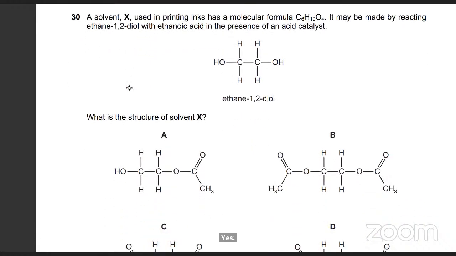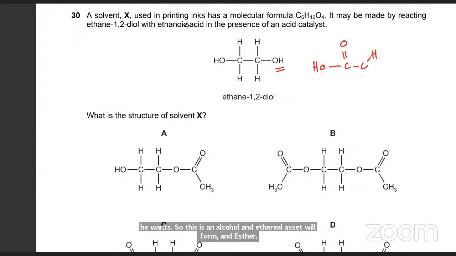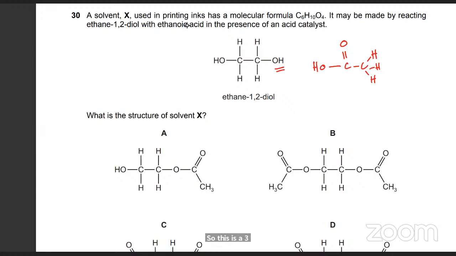So the next part is you've got a solid X used in printing inks. It has the molecular formula C6H10O4. It may be made by reacting ethane 1,2-diol with ethanoic acid in the presence of an acid catalyst. So this is an alcohol, and ethanoic acid, CH3C double bond O, OH. An alcohol and an ethanoic acid will react together and form an ester. But it's got another alcohol as well. So it will form another ester with ethanoic acid.